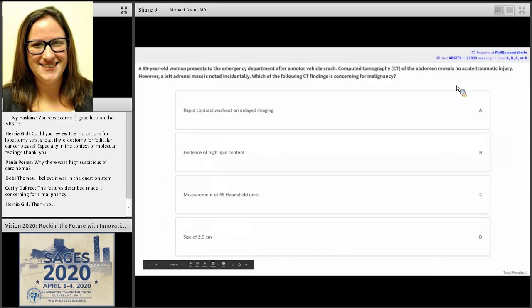A 69-year-old woman presents to the emergency department after a motor vehicle crash. CT of the abdomen reveals no acute traumatic injury. However, a left adrenal mass is noted incidentally. Which of the following CT findings is concerning for malignancy? A, rapid contrast washout on delayed imaging. B, evidence of high lipid content. C, measurement of 45 Hounsfield units. Or D, a size of 2.5 centimeters.